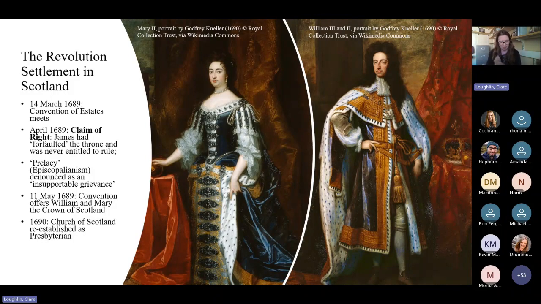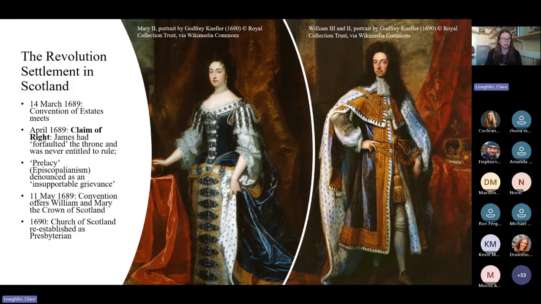And in Scotland, what happens is that the Scottish Parliament says that James has forfeited his right to the throne because of his behaviour. And so they are completely justified in overthrowing him. And they produce a document known as the Claim of Right to explain and to justify this argument. And so the Claim of Right enables the Scottish Parliament to depose James as a tyrannical ruler and offer the crown to James's Protestant daughter Mary and her husband William of Orange. But this revolution settlement triggers a civil war, not just in Scotland, but also in Ireland.